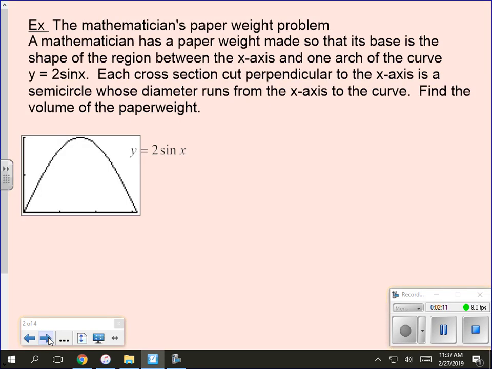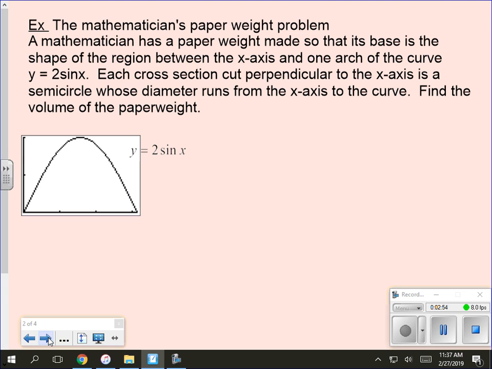So I've got a couple of examples here. First one, the mathematician's paperweight problem. Obviously, this is a classic problem. We all have the same kind of paperweight. Didn't you know that? I have one of these at home. A mathematician has a paperweight made so that its base is the shape of the region between the x-axis and one arc of the curve y equals 2 sine x. Each cross-section perpendicular to the x-axis is a semicircle whose diameter runs from the x-axis to the curve. Find the volume of the paperweight.